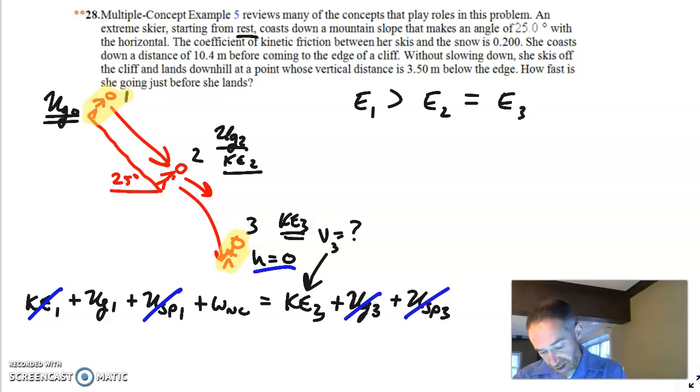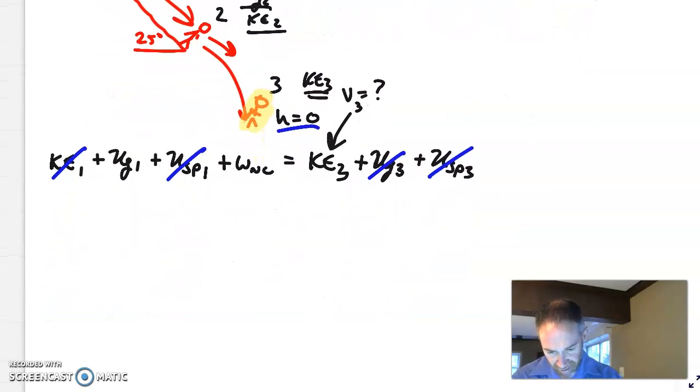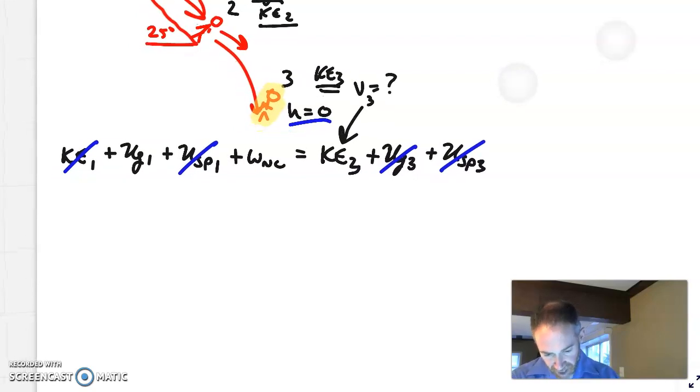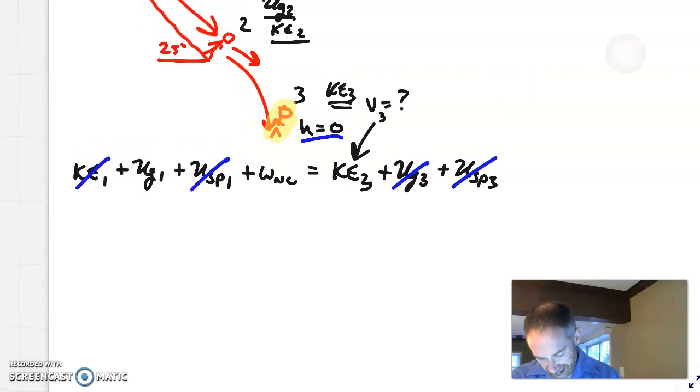I have gravitational potential at 1, and just so we're not confused, that was initial, but I'm going to just put a 1 there so everybody knows that I'm talking about that spot at the way top. That's equal, plus any non-conservative work, which is going to be negative, and that's going to be equal to the kinetic energy final, and that's going to have that velocity in it. Okay, so now how much potential energy does she have?